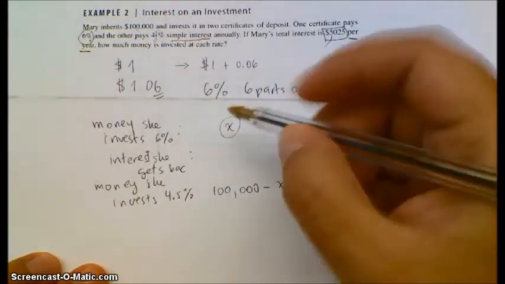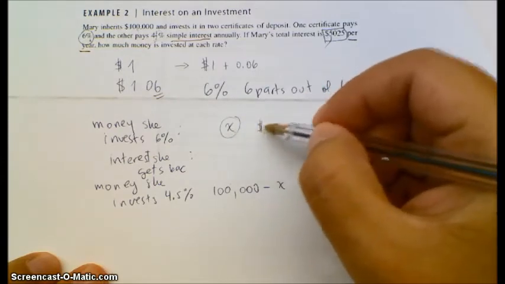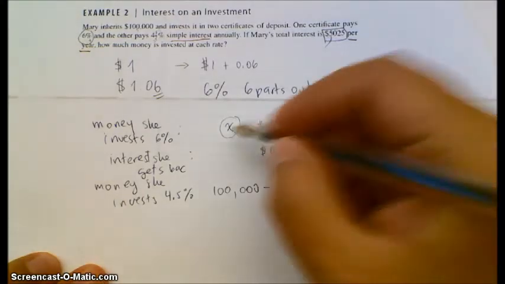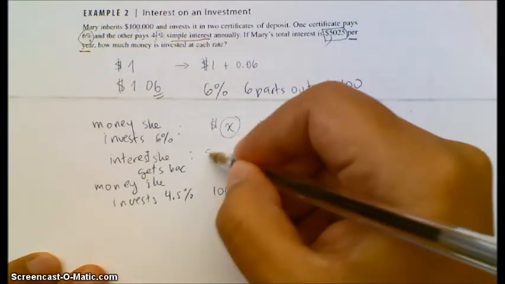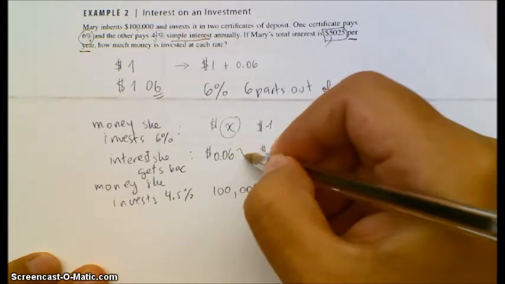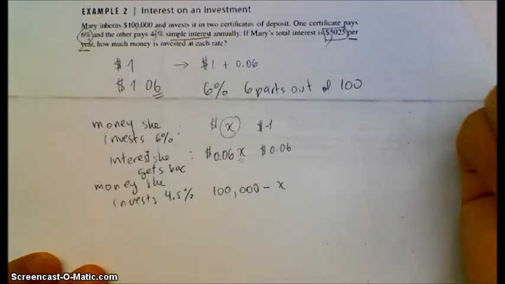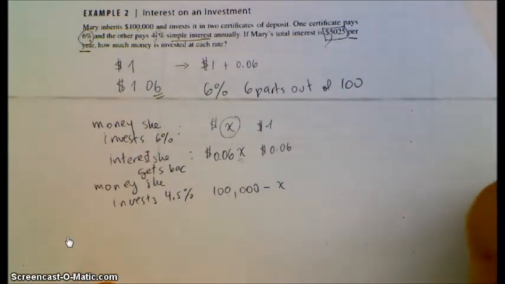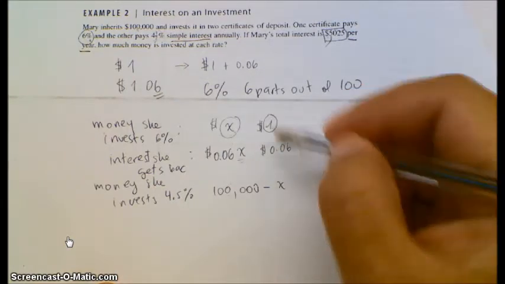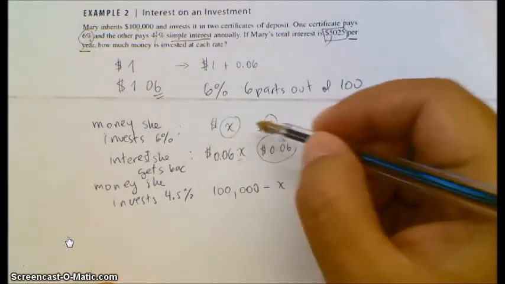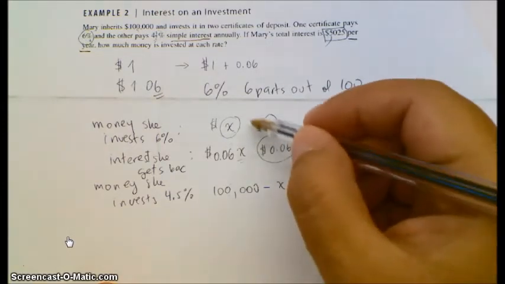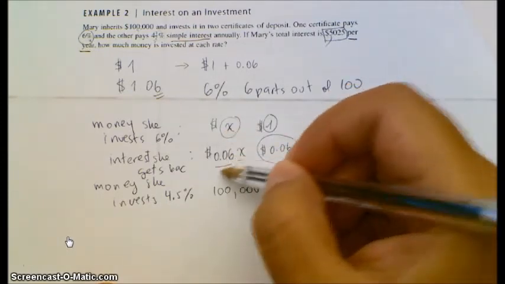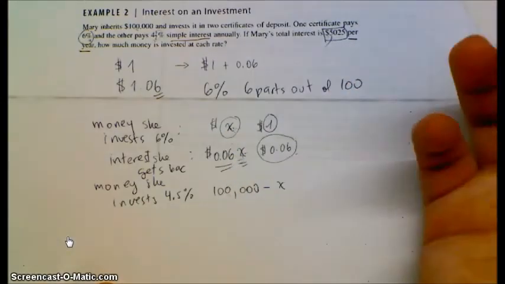So let's figure this out. If you're investing $1, you get 6 cents. If you are investing X dollars, you're gonna get 6 cents times whatever dollars you invest. Okay. So again, if you invest $1, you get 6 cents. If you invest $2, you get double of 6 cents. If you invest $3, you get triple of 6 cents. If you invest X dollars, you get 6 cents multiplied by whatever number of dollars you invested there.